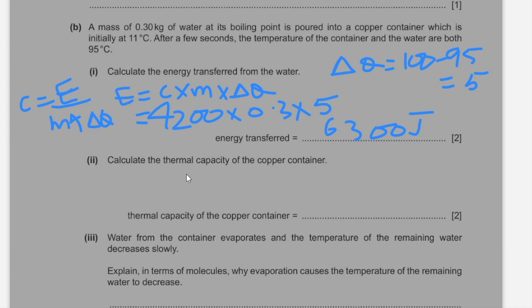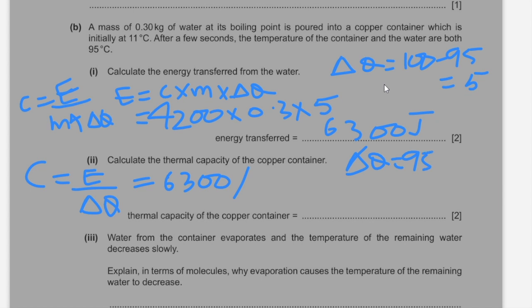To calculate the thermal capacity of the copper container, thermal capacity is basically energy divided by change in temperature. There's no mass over here. So energy obtained by the copper container is equal to energy transferred from the water, which is 6300, divided by the change in temperature of the container, from 11 to 95 degrees Celsius. So 95 minus 11 is equal to 84. So 6300 divided by 84 is equal to 75 joules per degree Celsius.